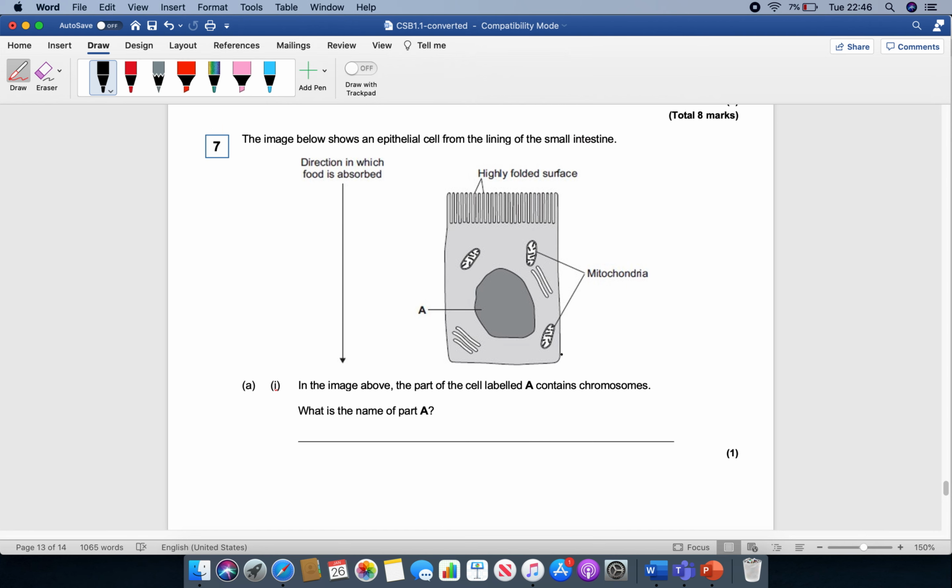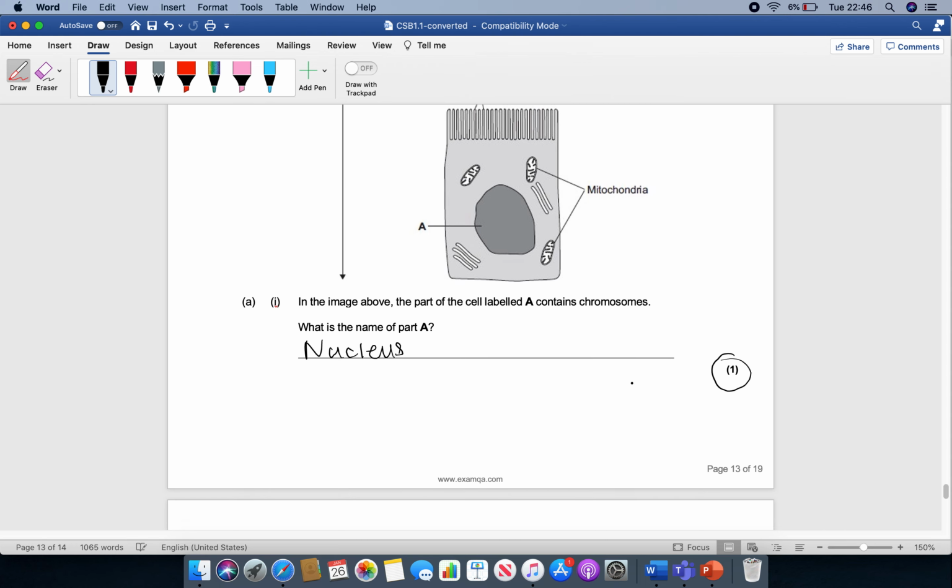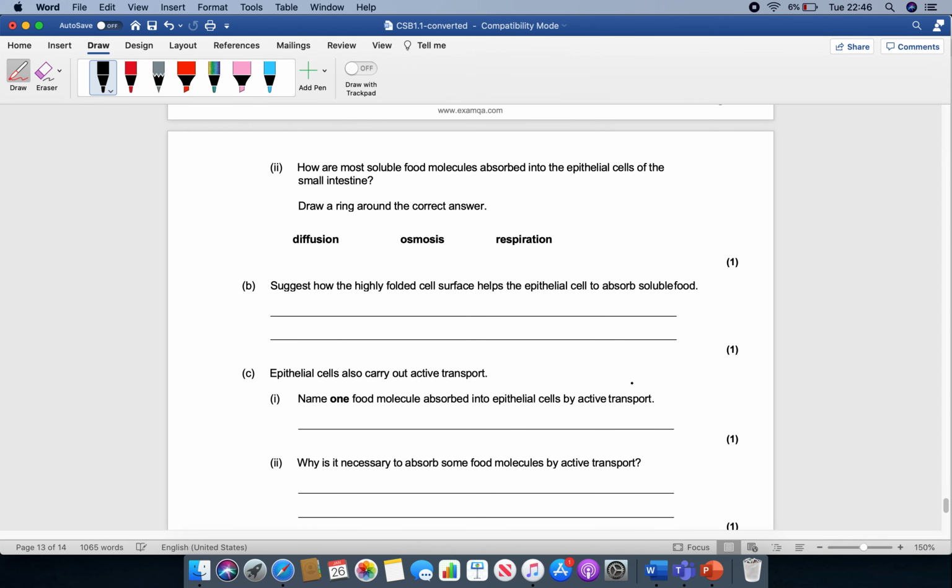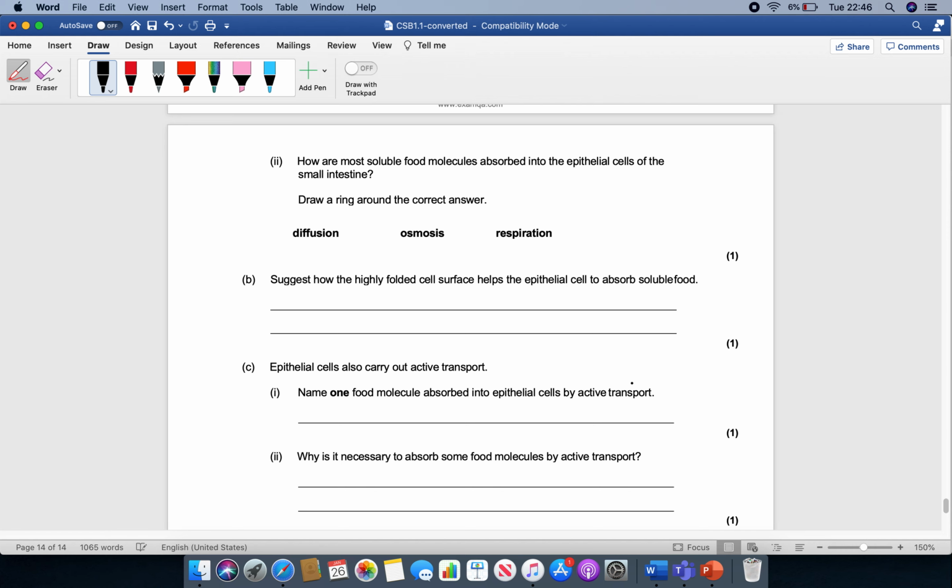So question number 7 is asking you what the name of part A is. This is a simple 1 marker called the nucleus, and that will give you 1 mark. Next question, we've only got a bit left. How are most soluble food molecules absorbed into the epithelial cells of the small intestine? So remember, soluble food molecules can be absorbed by diffusion, and that will give you 1 mark.